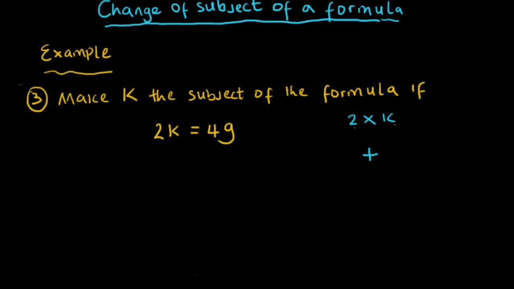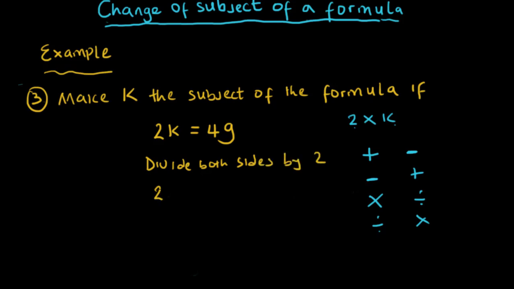You see, the opposite of plus is minus, the opposite of minus is plus, the opposite of multiplication is division, the opposite of division is multiplication. Please don't forget this principle. So we have 2k equals 4g, but because we want to make k the subject of the formula, we divide both sides by 2. So we'll be having 2k all over 2 equals 4g all over 2.